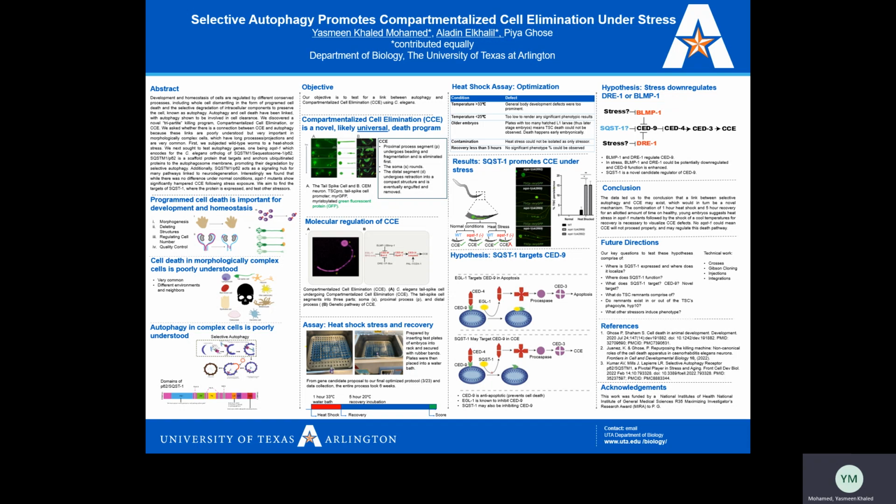CCE utilizes core apoptotic pathway proteins, including caspase SED3 and BCL2 SED9. BCL2 SED9 is regulated via novel proteins in CCE, including BLIMP1 and DRE1. Because autophagy can be induced under stress, we developed a heat shock assay.